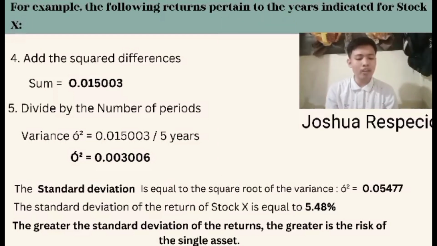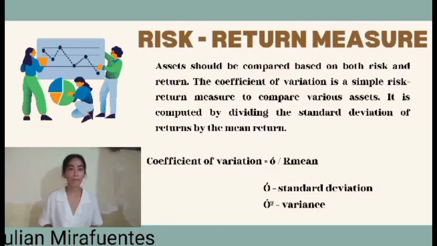Next we will get the standard deviation. Since the standard deviation is equal to the square root of the variance, we will again calculate the square root of the total variance. The square root of 0.00306 is equal to 0.05477. So to get the standard deviation of the return of the stock, it is equal to 5.48%. We move the decimal point to the right and then round off. The final standard deviation is 5.48%.